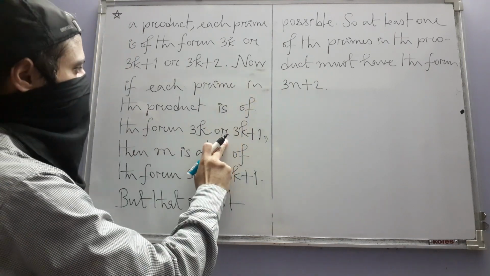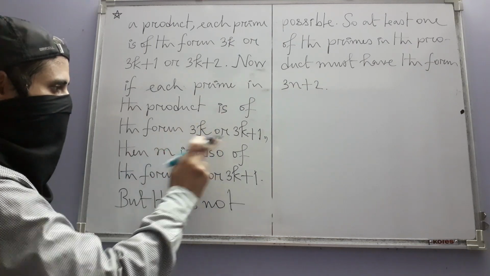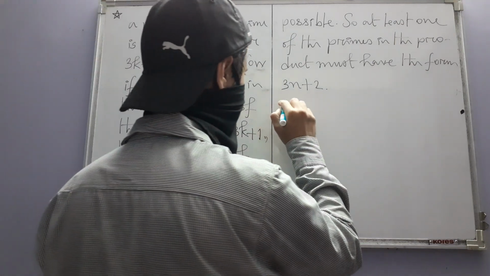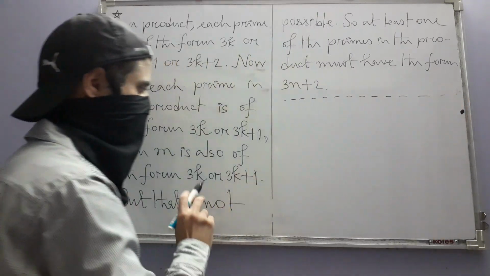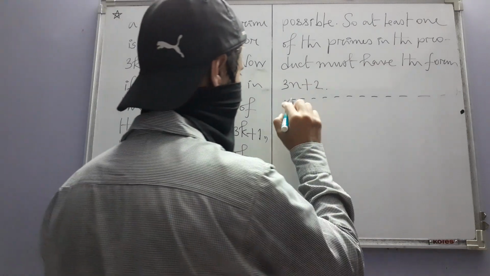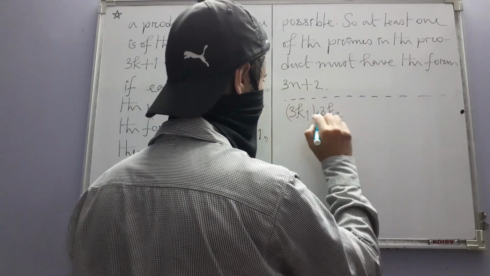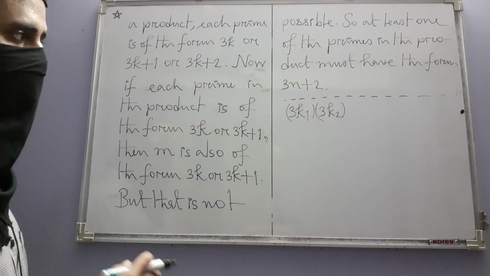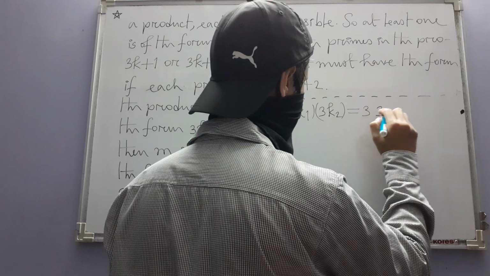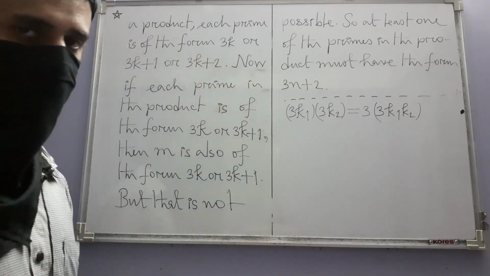How is it that if each prime of the product is of this form 3k or 3k plus 1, then the number itself is also of that form? Let's see. What happens if we take a product of two numbers of the form 3k? Say 3k1 and 3k2. Then the product itself is again of that form, because you can write it as 3 times 3k1 k2, where 3k1 k2 itself is some integer.